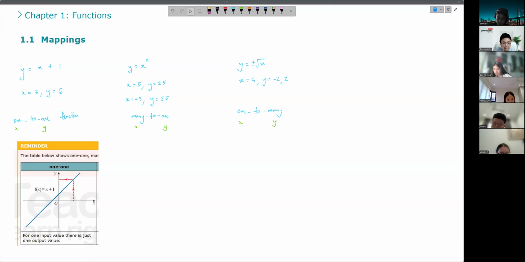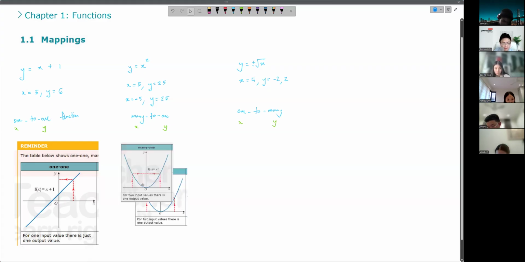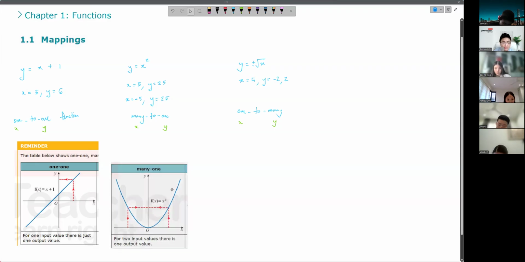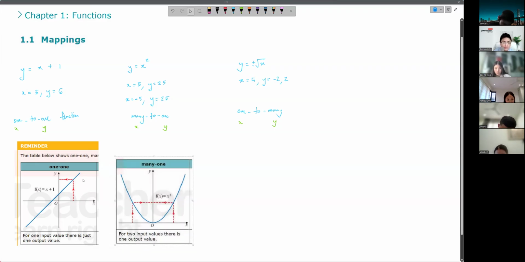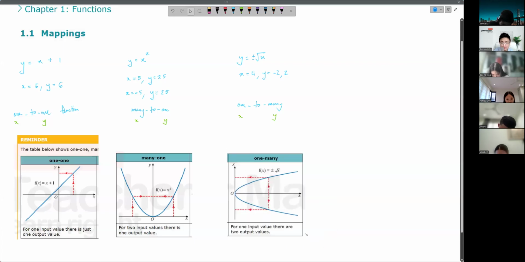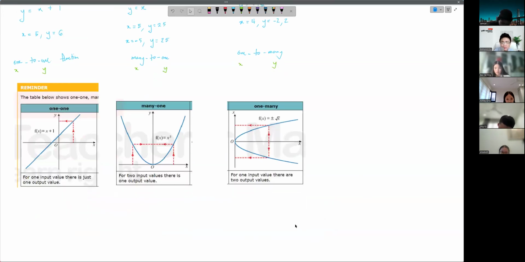The next one is many-to-one. You can call it many-to-one or many-one, it's a different way of saying it, but I'm used to adding the 'to' there. So, many-to-one. On the graph, you can see that two different x can give you the same value of y. This is one-to-many. As you can see, one value of x can give me two different values of y. This one, two different values of x give me one y. This one, one x, one y only.